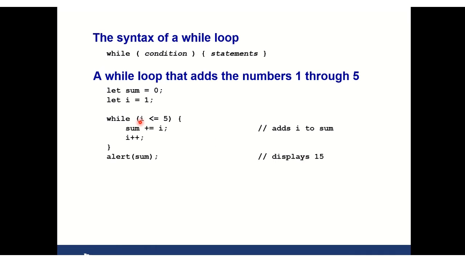Why? Because in the first step i equals 1, so you have sum plus equals 1, so it's 1, and then you increment i by 1 to 2, so 1 plus 2 equals 3, and so on, until i becomes 6. When i becomes 6 in this line, it will go back to the while, but then the condition will not be valid. Then it will exit the while loop and go to this line, alert sum, and the sum will be 15. So that's how the while loop works.